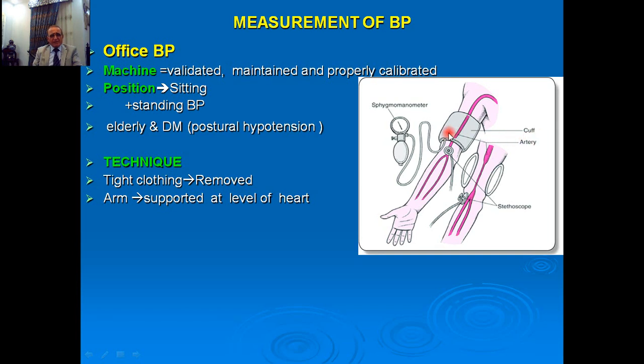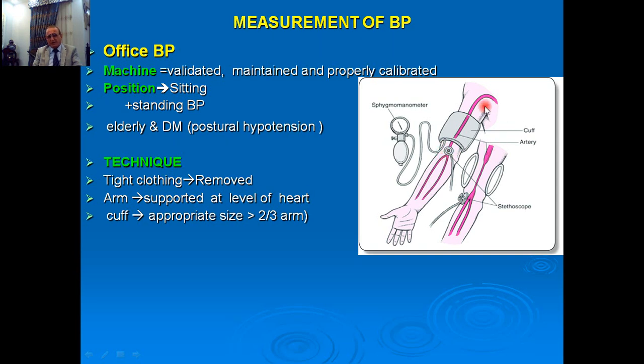The sphygmomanometer should be at the level of the arm, and your eyes should be at the level of the sphygmomanometer, not looking from high, from up, or from down. These will give false or wrong figures. And obviously, you should have a clear area here. You should not push the head of the stethoscope under the cuff. You should palpate the radial artery and then put your stethoscope over it. And the cuff should be of appropriate size, but this area should be free.